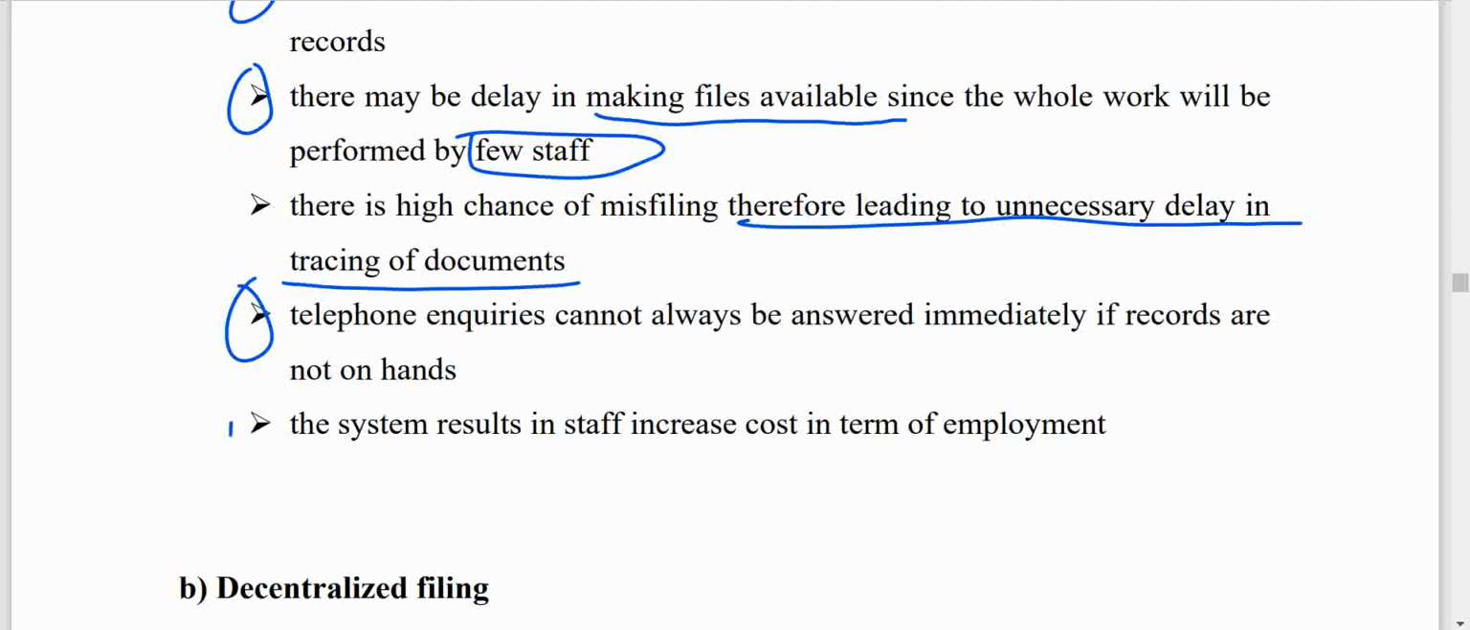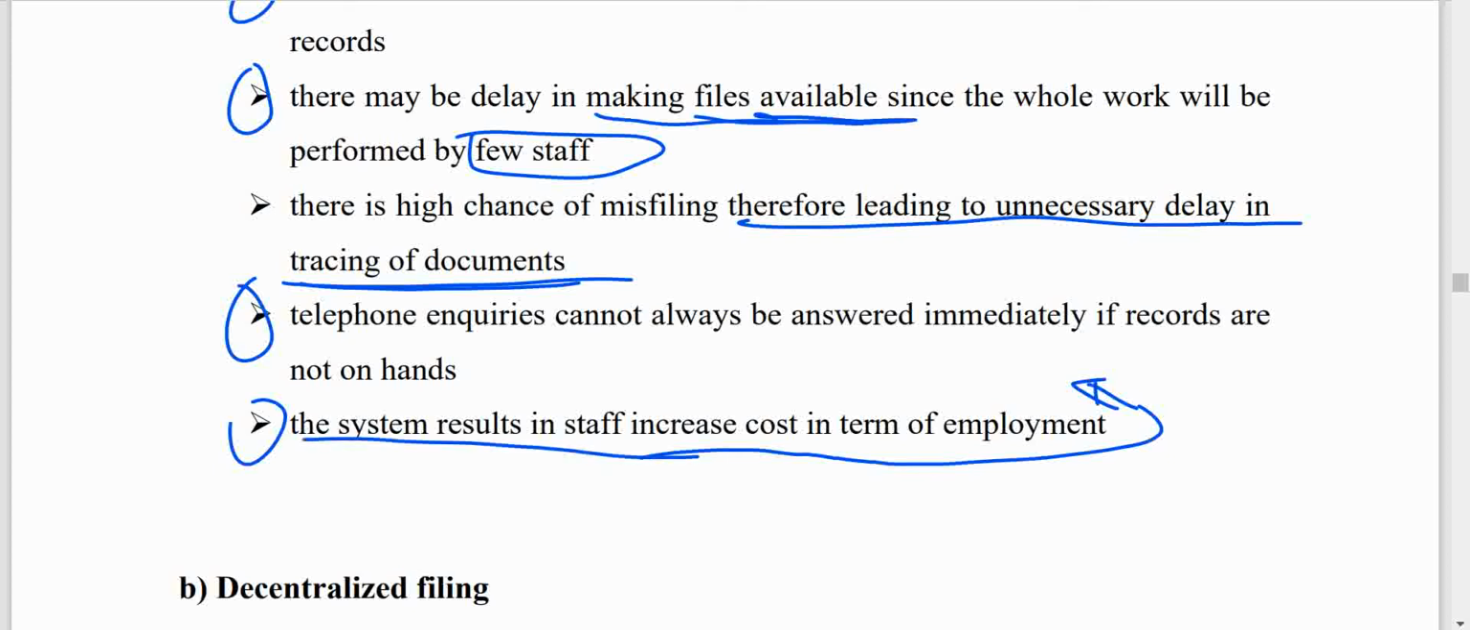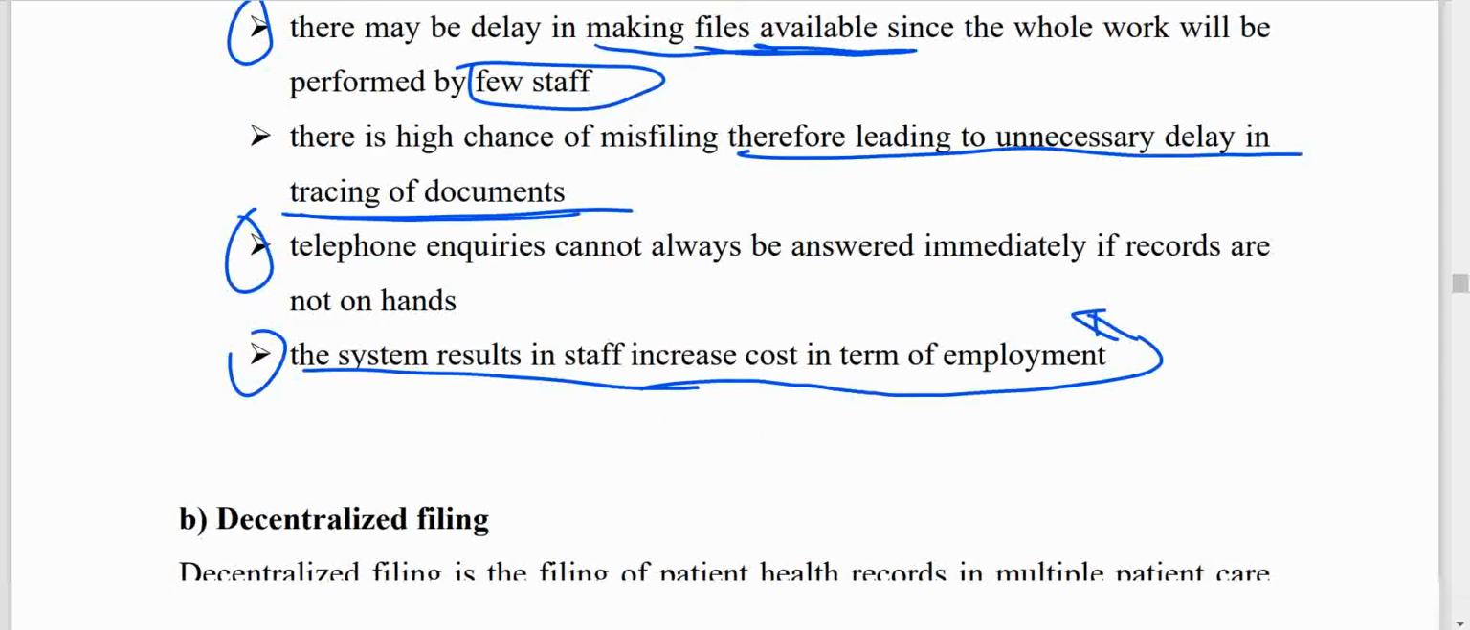And the next thing is that the system results in increased costs in terms of employment. The moment you realize that we said the advantage is that it will reduce the cost, but here it will actually increase the cost. Why? Because you will experience problems of delays in tracing a document and delays in making files available, and definitely it will force you to employ more staff. So it will affect you in terms of employment.